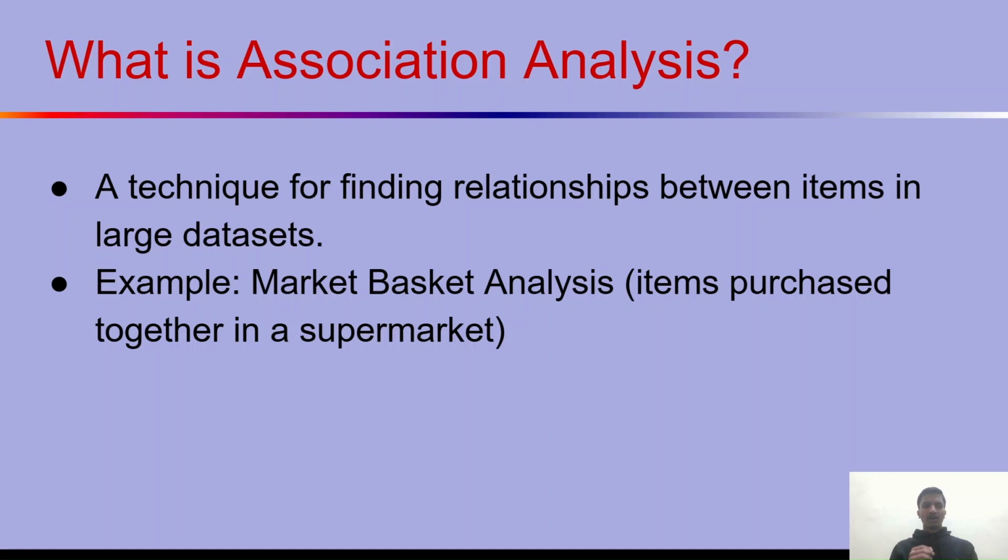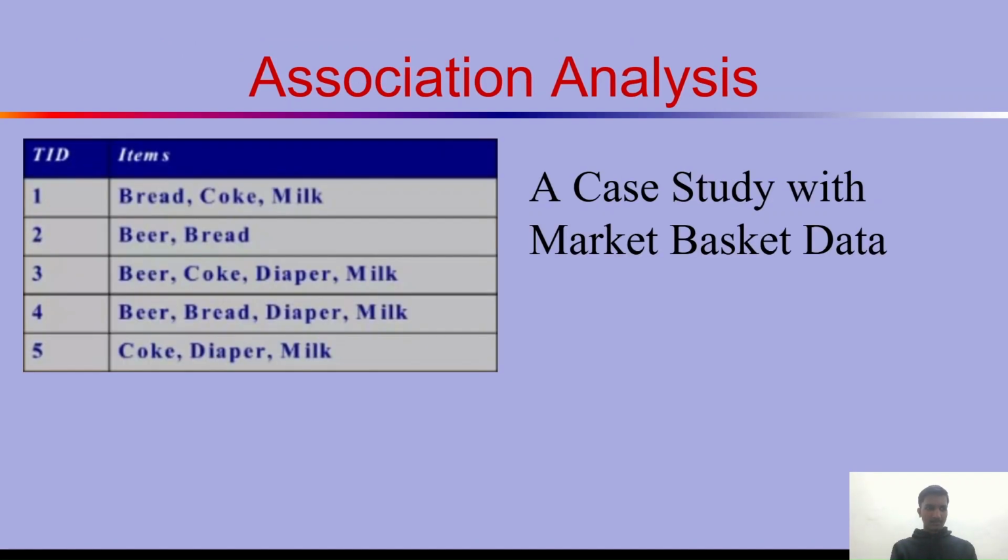our goal is to find which items are bought together, like if we buy bread, we will buy butter also. Like that we have to find this relationship between the items in a large data set. For this we will use association analysis, and we are considering one example here.